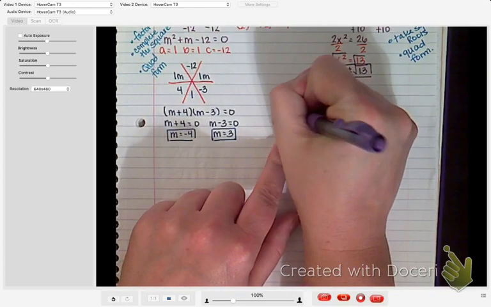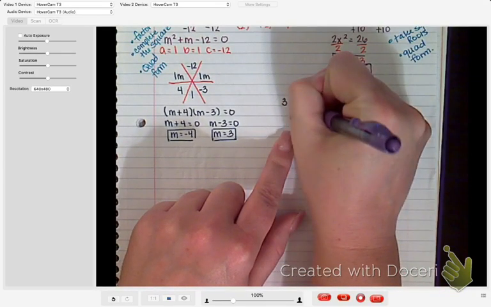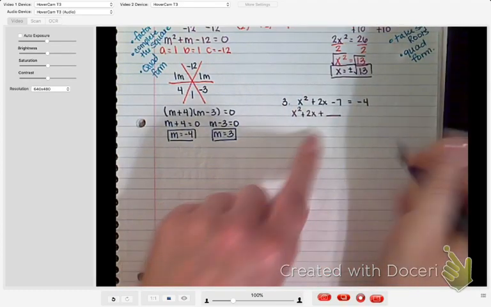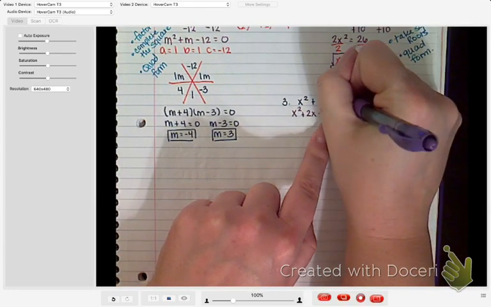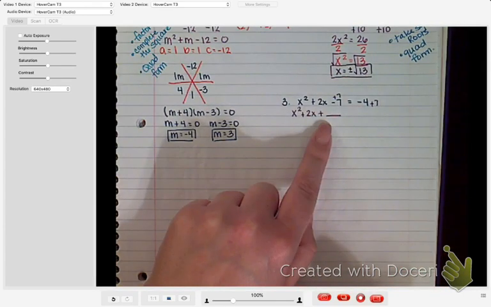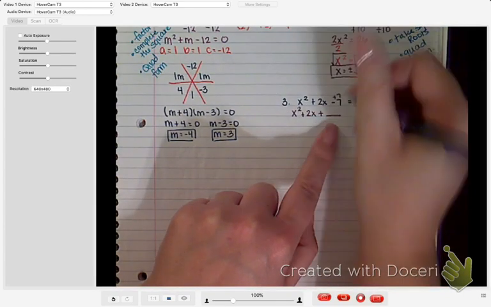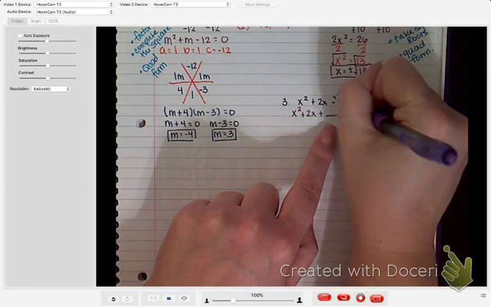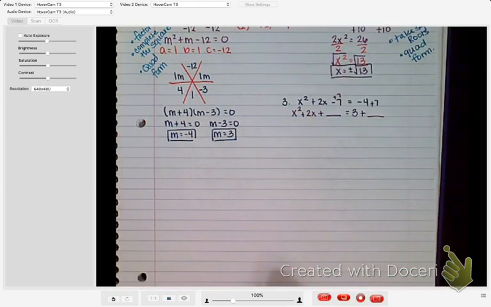So we have x squared plus 2x plus something, and in order to get that something, I needed to add 7 to both sides. I should have done that first. Okay, so I'd add 7 to both sides, equals, so negative 4 plus 7 gives me 3 plus my something. I have to move that constant term to the right-hand side before I can do anything else.